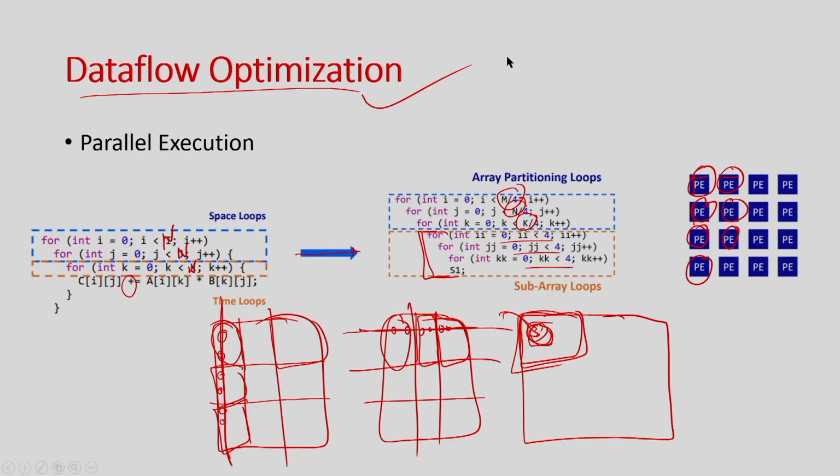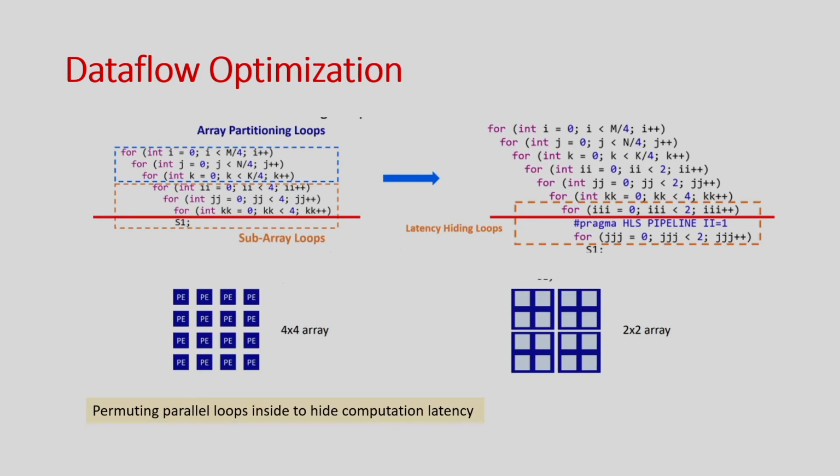So, that is what this data flow optimization does, and this is the classic example where I create an option to do things in parallel mode, right. This is what is called a systolic array kind of representation.